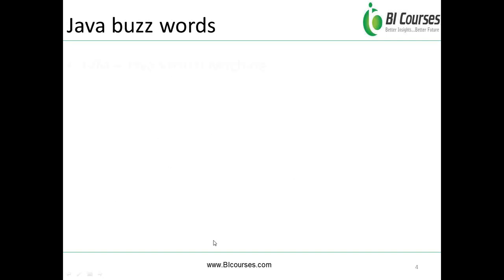Java buzzwords. JVM, which is also known as Java Virtual Machine. Java Virtual Machine is a software implementation of a computer that executes programs like a real machine. Java Virtual Machine is written specifically for a specific operating system. Let me show you how Java programs can be executed on Java Virtual Machine.